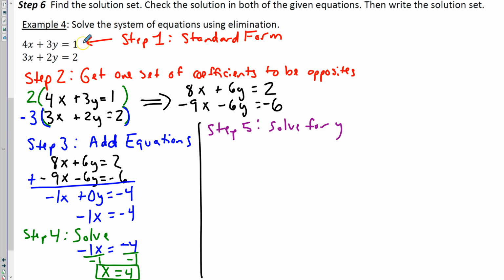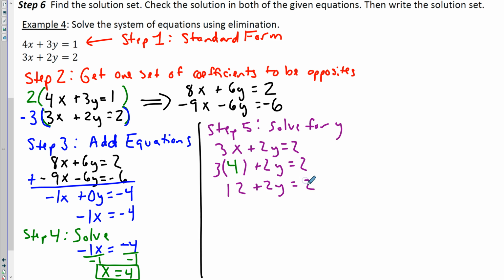So again, you can select maybe based off of which one you think is going to be easier to use. So I actually use the second one, 3x plus 2y equals 2. And we replace the value that we got for x. And so when I replace that, we get 3 times 4, which is 12, plus 2y equals 2.